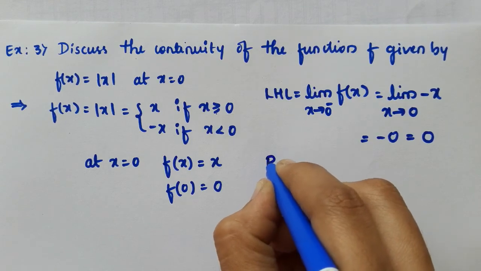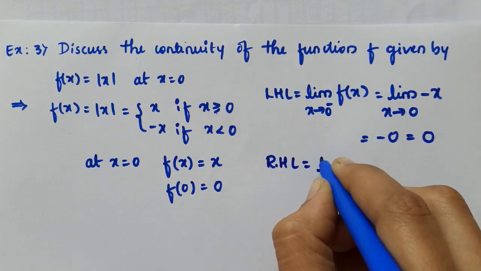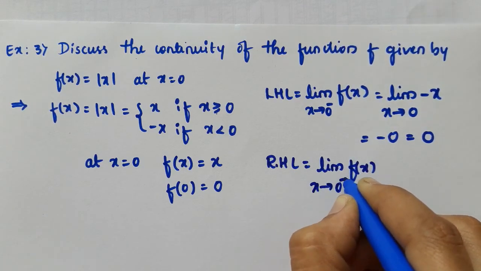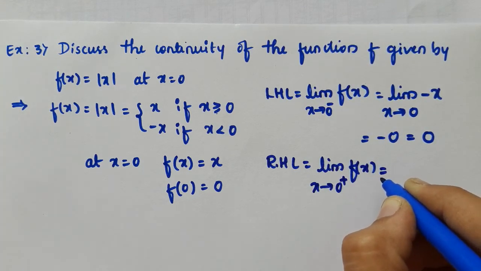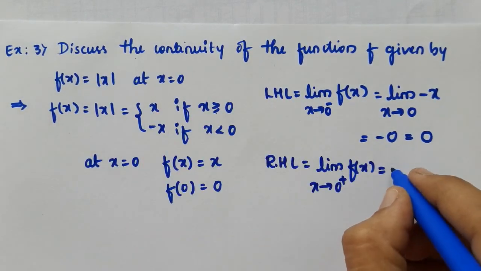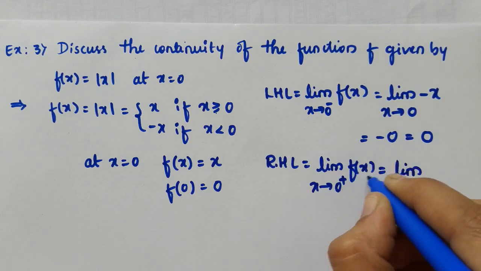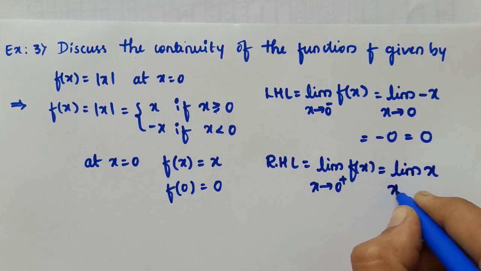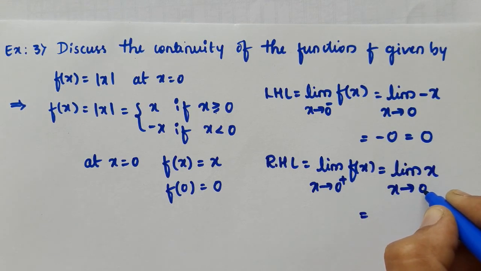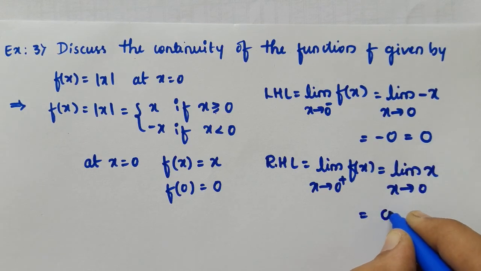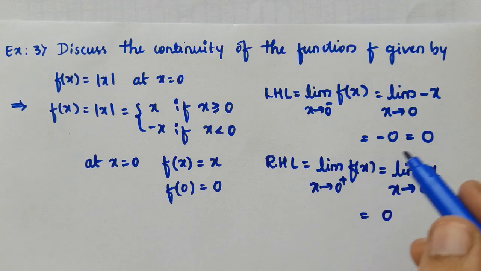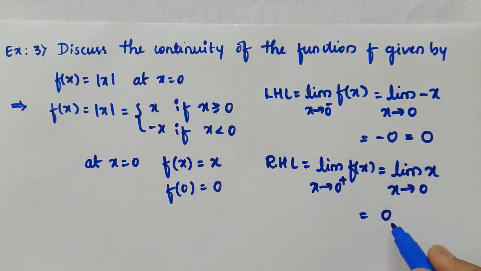Then what about the RHL value of this function? Limit of f of x as x tends to 0 plus. 0 plus means greater than 0. For greater than 0, what is the value of the function? Its value is x. Therefore, in place of f of x, we will substitute x as x tends to 0. If the x value converges to 0, then this x also converges to 0. So, the left hand limit of this function is 0 and the right hand limit is also 0.